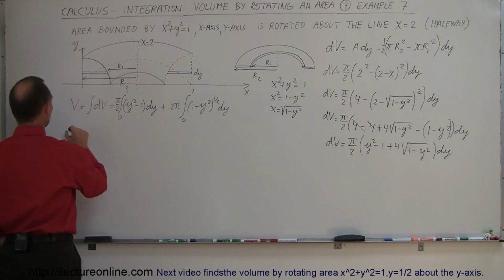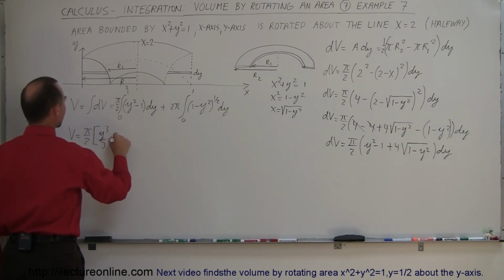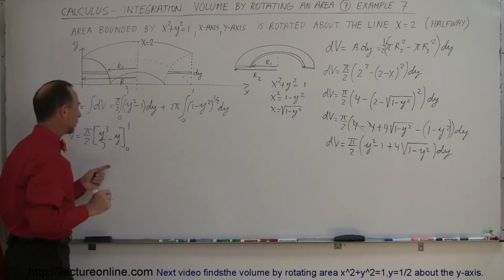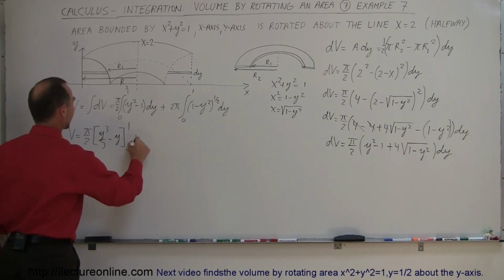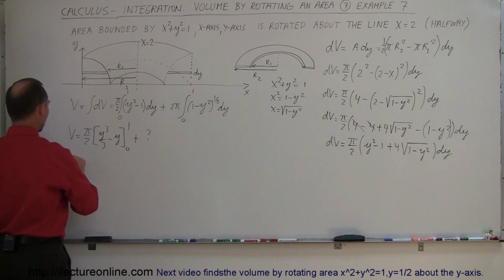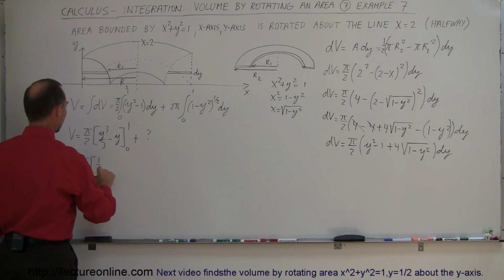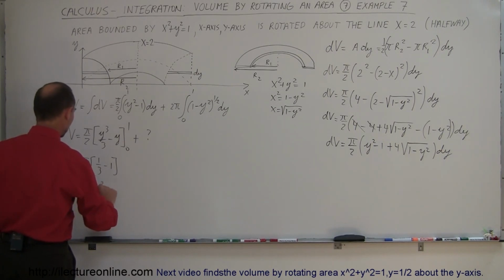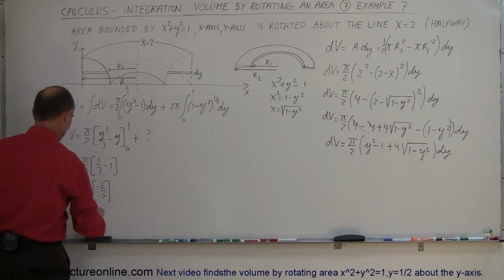All right. So v is going to be equal to pi over 2 times y cubed over 3 minus y, evaluated from 0 to 1. Now notice when I plug in the lower limit, I get 0, so I only have to worry about the upper limit. And of course that would be plus, and I'll leave that alone, we'll get there later. So v is equal to pi over 2 times 1/3 minus 1, which is minus 2/3, so v equals pi over 2 times minus 2/3, and the 2's cancel out, so v is equal to minus pi over 3.